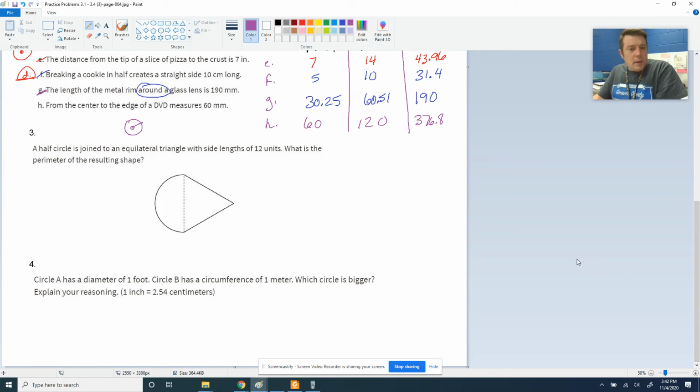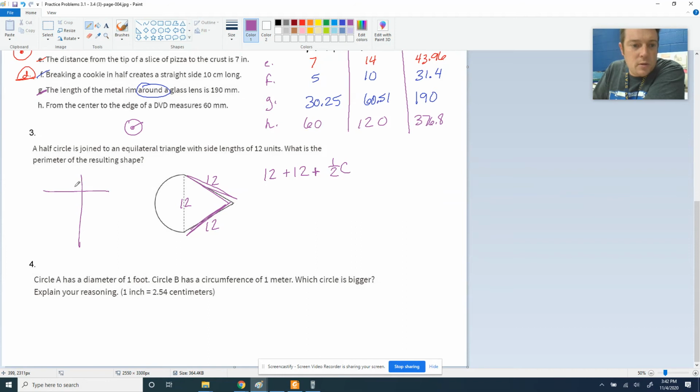Number 3. A half circle is joined to an equilateral triangle that has side lengths of 12 units. So 12, 12, 12. What is the perimeter of the resulting shape? This dotted line is not part of the perimeter. So this would be 12 plus 12, that's that side plus that side, plus 1/2 of this circle's circumference.